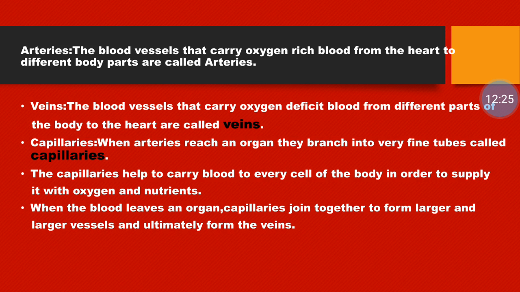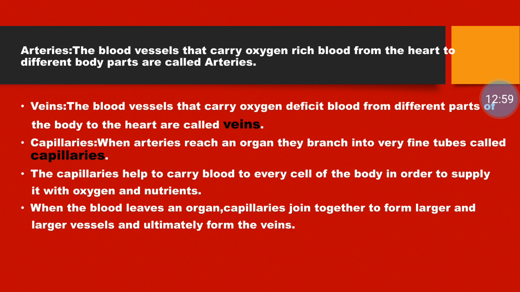Children, capillaries are tiny vessels that branch out from the arteries when they reach an organ. So the capillaries help to carry blood to every cell of the body in order to supply it with oxygen and nutrients. When the blood leaves the organ, the capillary absorbs the carbon dioxide and other waste products from the tissues and then flows the deoxygenated blood into the veins.